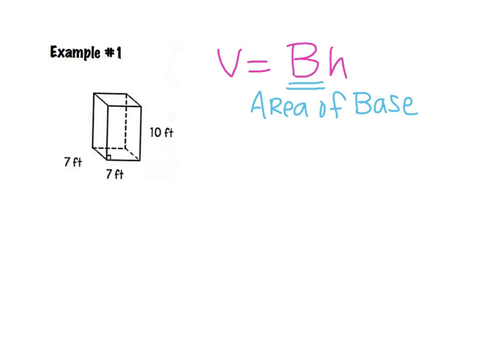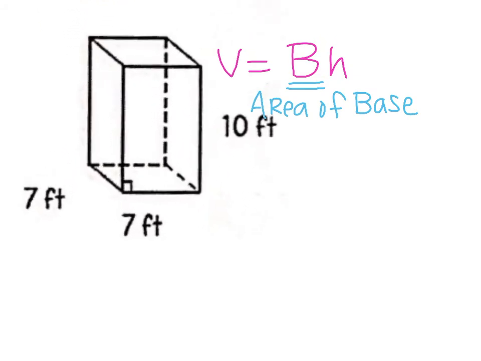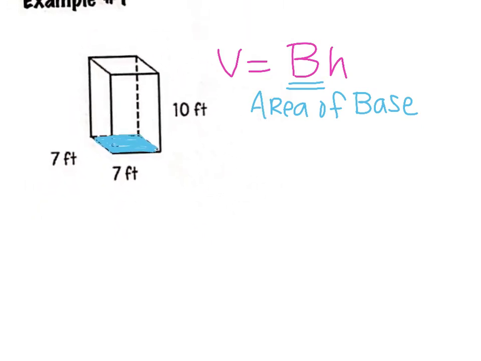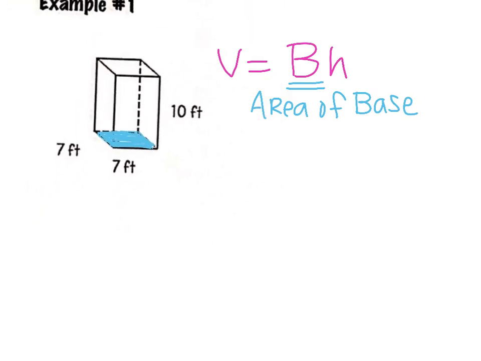When you look over at this shape, if I zoom in on it, the base is this part right down here at the bottom that it's sitting on right now. So I'm going to shade that in. That's going to let me focus on what section I start with because it is the base. I'm going to take the dimensions of the base, which are the 7 and the 7. And to find the area of a square, you just do length times width or base times height. So I'm going to start out 7 times 7.